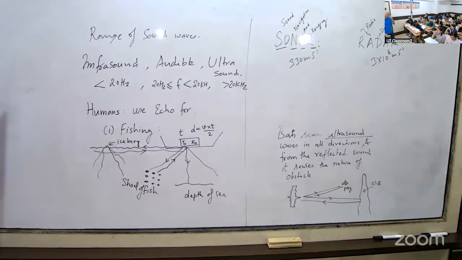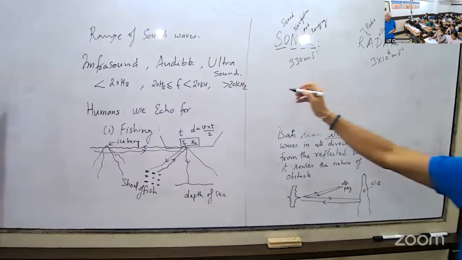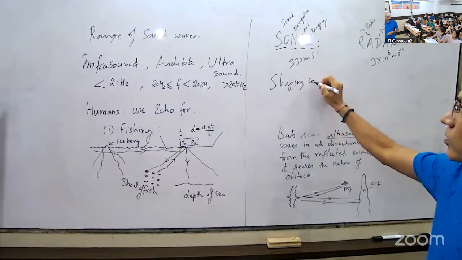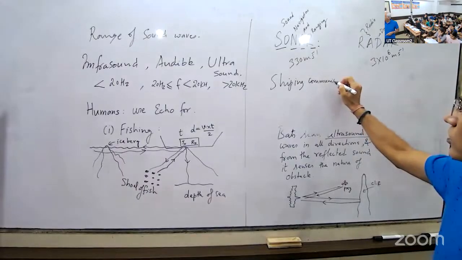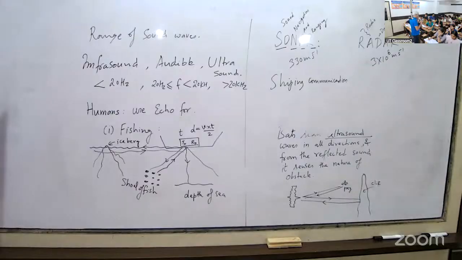Obviously, these devices will be very costly. They will be used for mission critical purposes. Like to detect an enemy aircraft, we will use radar. But for shipping communication, okay? So where do we use sonar? Navigation, ranging, shipping communication. We can use sonar. That clear? We can do all of this.